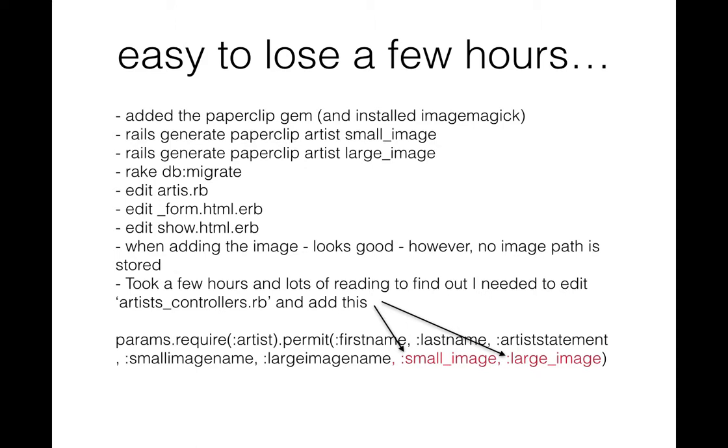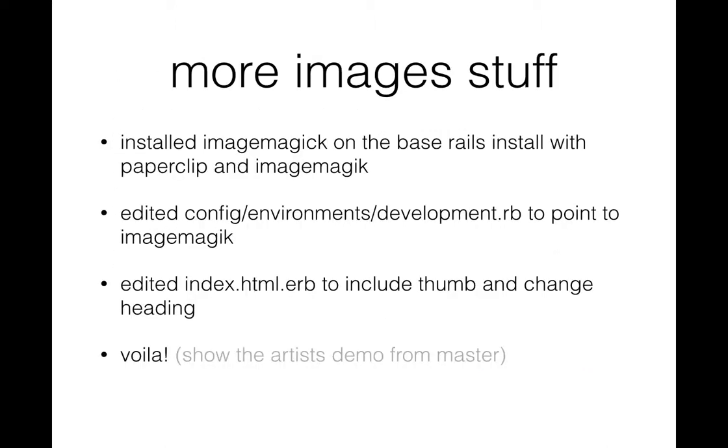It took a couple of hours of reading to find out that I needed to edit artist controllers RB. This was because there have been some changes made in the way access control works in Rails 4.0, and all the documentation tells you to do some stuff that doesn't work in 4.0 anymore. So I ended up having to know a hell of a lot more about how Rails works than I knew as a beginner, which is what took all the time. Anyway, I did resolve that.